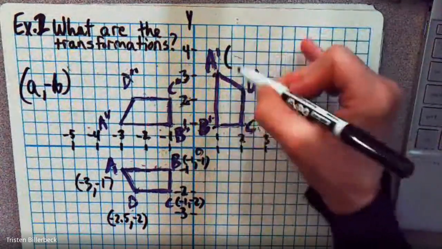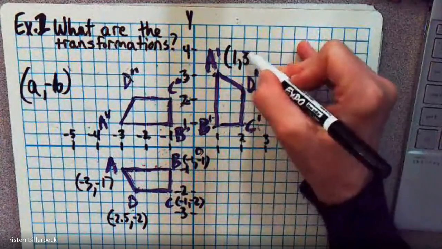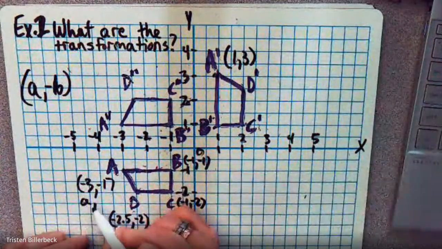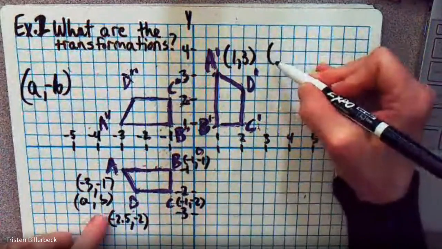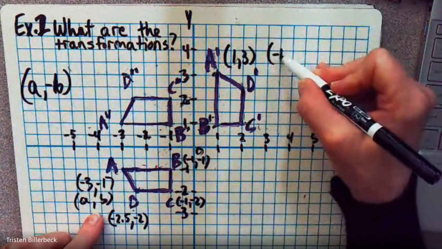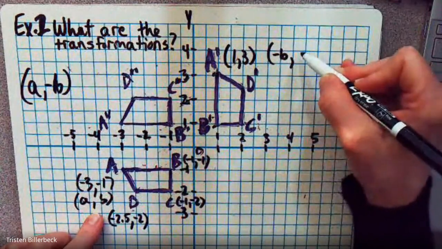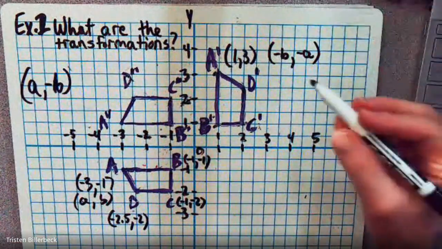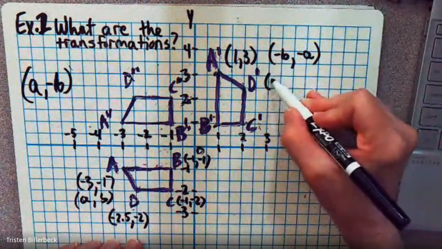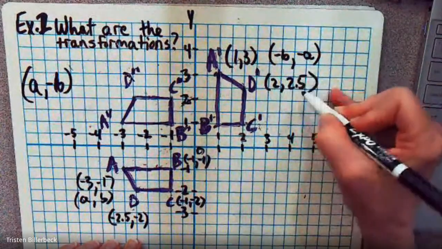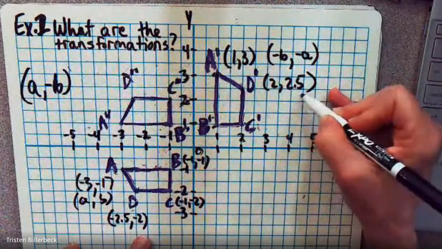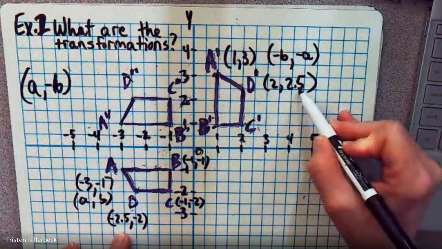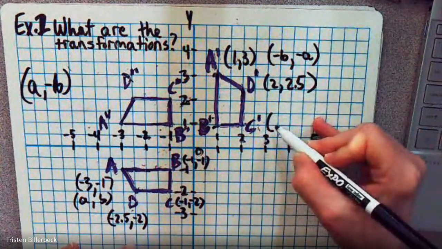Okay, so A is at 1, 3. So it's swapped and opposite. So if this is AB, this one is -B, -A. That's interesting. Let's see if that holds up. Okay, so this one is 2.5. And again, it's swapped, and it's the negative version of this. So if they're both negative here, that would make the negative version both positive. So we're seeing something interesting going on here.